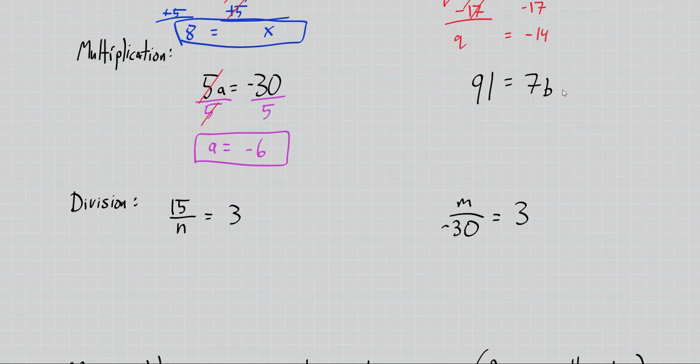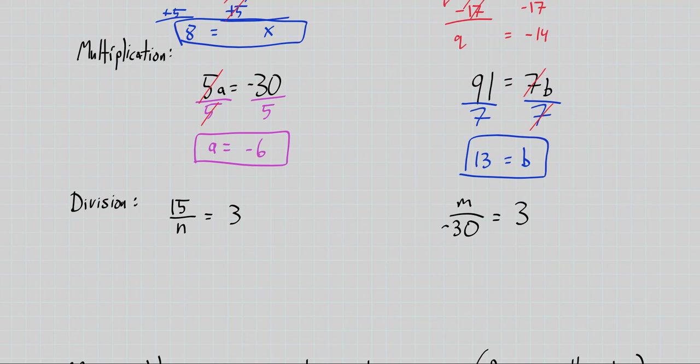Next we have 91 equals 7b. Here's my variable. Is it alone on one side of the equal sign? It is not. What's happening to it? It's being multiplied by 7. I wish I could just cancel out that 7. So I will, as long as I remember to do the same thing on the other side. On the other side, I have 91 over 7, which is 13, and on this side, I just have b. If we check back in the original equation, 91 is 7b. 7 times 13, is that 91? Yes, it is.